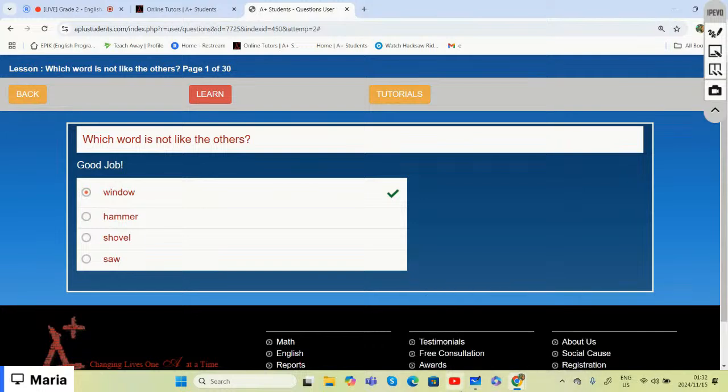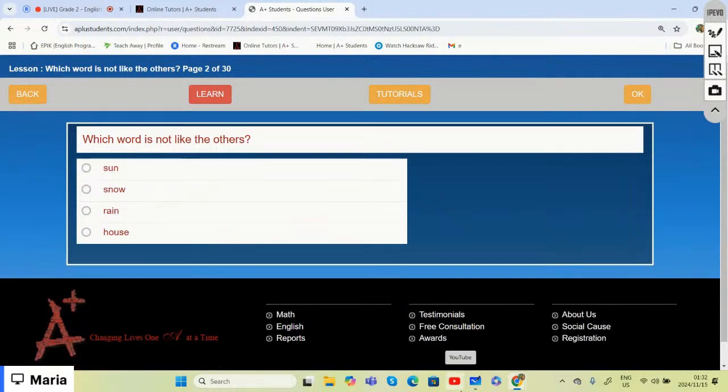All right, so a window, yes, well done. Window is not like the others. Then the next one says, which is not like the others. We have sun, snow, rain, and house.